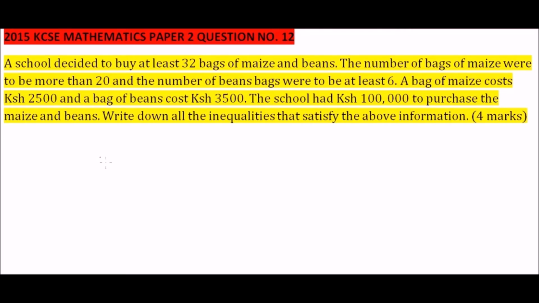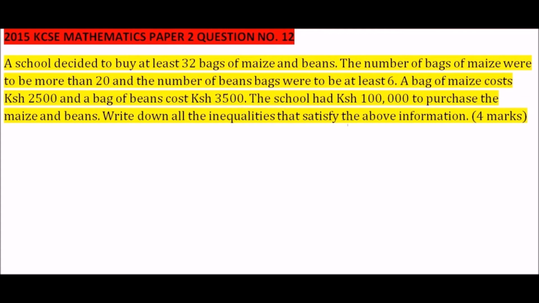Leo tunafanya revision ya 2015 KCSE Mathematics paper 2 question number 12. Na swali linasema hivi: a school decided to buy at least 32 bags of maize and beans. The number of bags of maize were to be more than 20 and the number of beans were to be at least 6. A bag of maize cost 2,500 Kenyan shillings and a bag of beans cost 3,500.